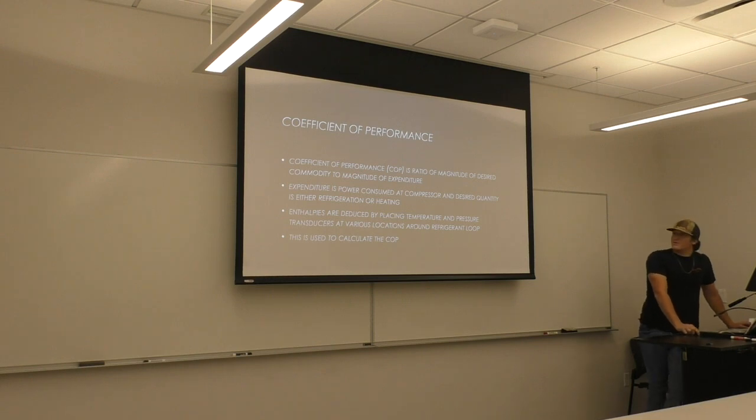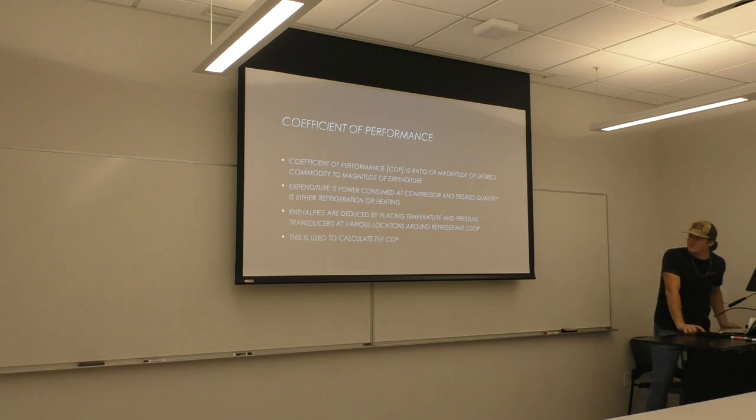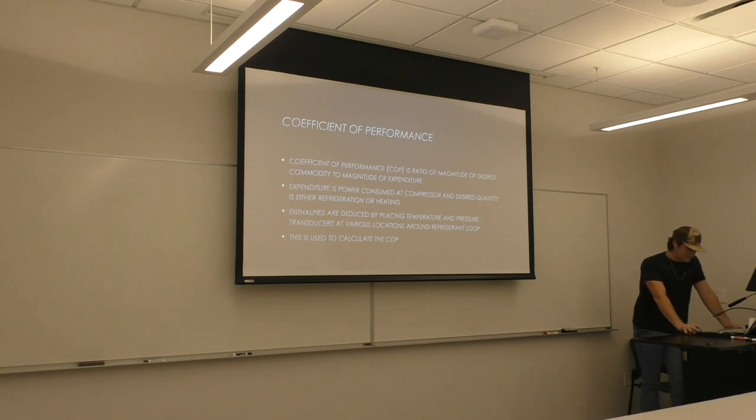The coefficient of performance is a ratio of the magnitude of the desired quantity to the magnitude of expenditure. The expenditure is power consumed at the compressor, and the desired quantity is either the refrigeration or the heating. Enthalpies are deduced by placing temperature and pressure transducers at various locations around the refrigerant loop, and all of this is used to calculate the COP.